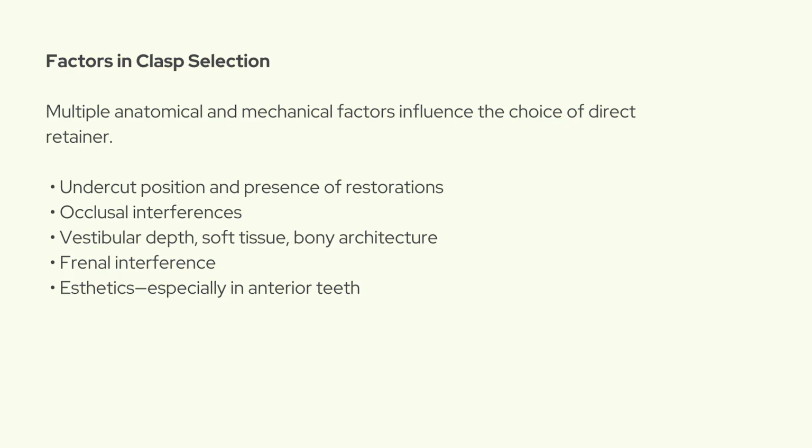Now, when we're selecting which direct retainer to use, there are a few big factors that come into play. First is the position of the undercut and whether there are any existing restorations or occlusal interferences. Then we look at the soft tissue and bony architecture. So is there enough vestibular depth? Are there bony prominences or frena in the way? And of course, aesthetics, especially in the anterior, can totally influence whether we go with a cast clasp, a bar clasp, or maybe even a wrought wire option.